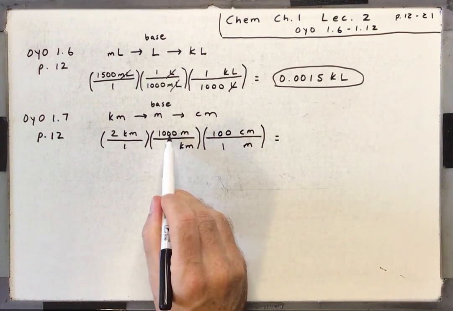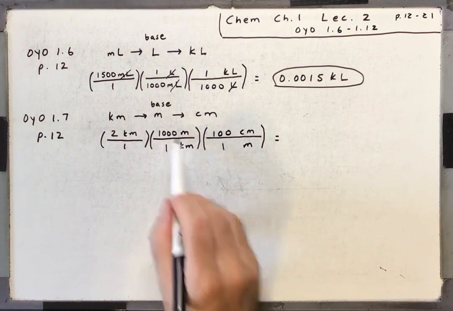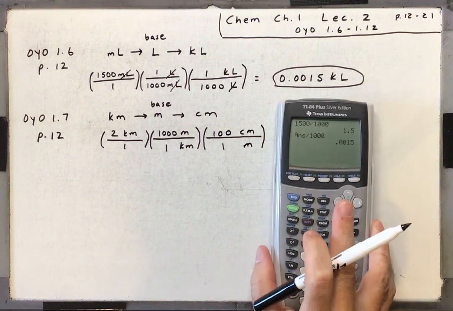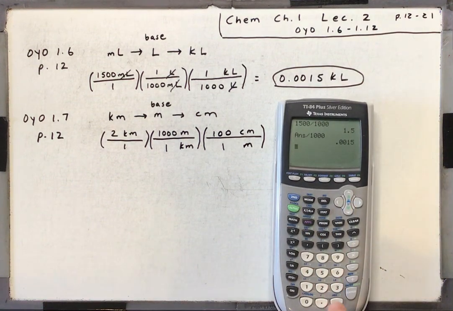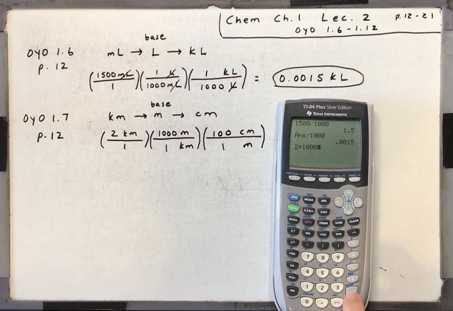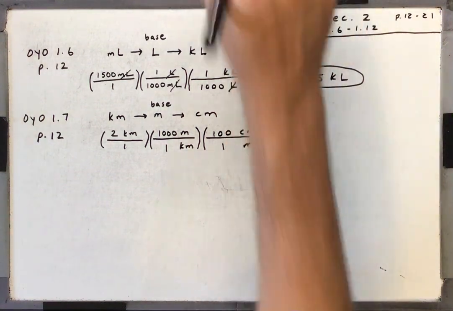So this time, all of our multiplying is on top. Now, it can be both. You can have one on top and one on bottom. So then you'd multiply and divide. But in this case, right, we start with 2. We multiply that by 1,000. Going to go ahead and hit enter, and then we multiply that number by 100. Okay, and we've got 200,000 centimeters.